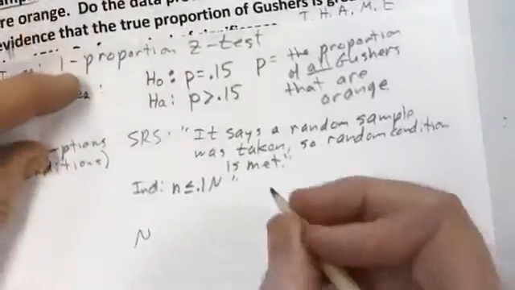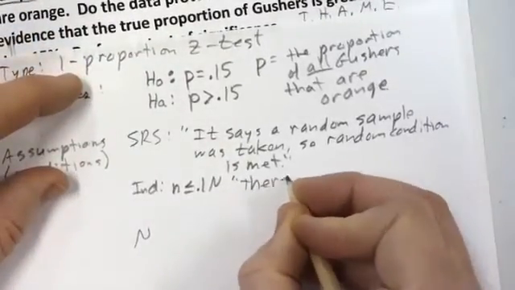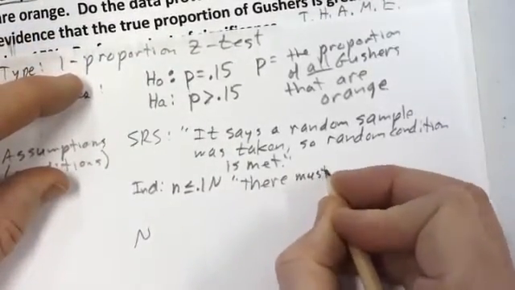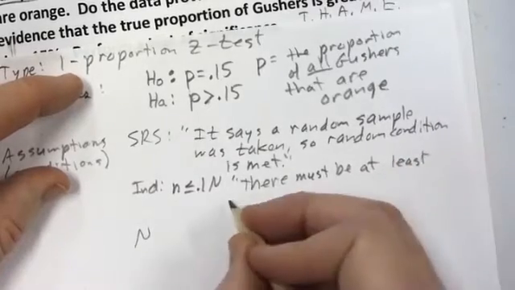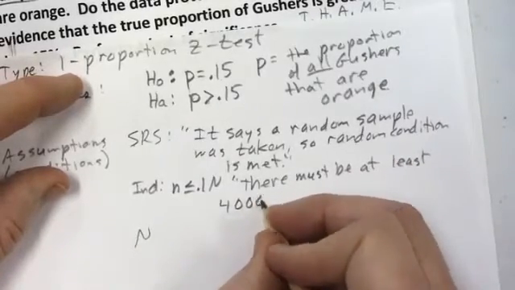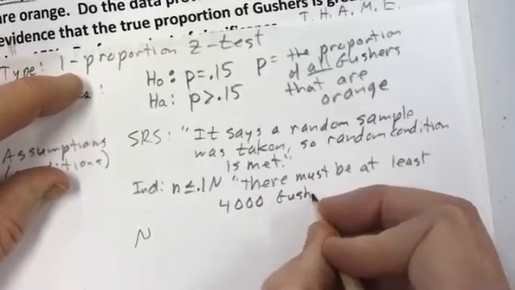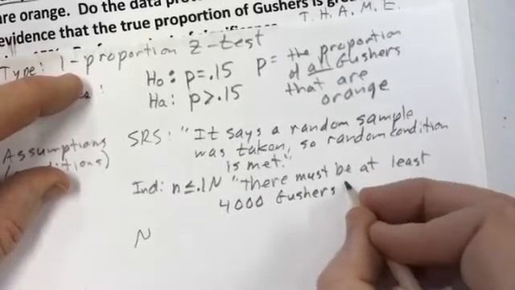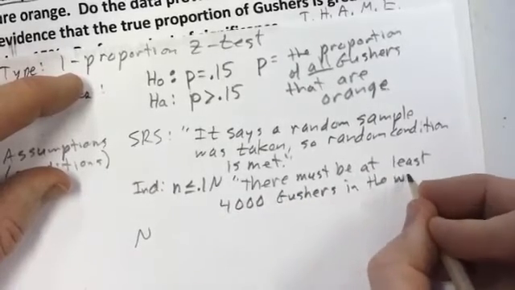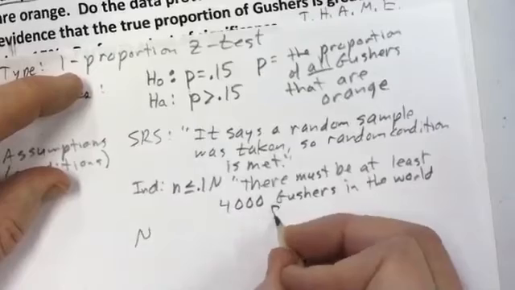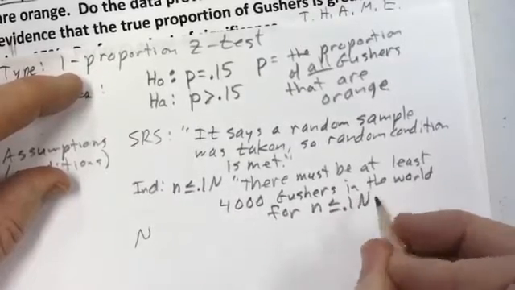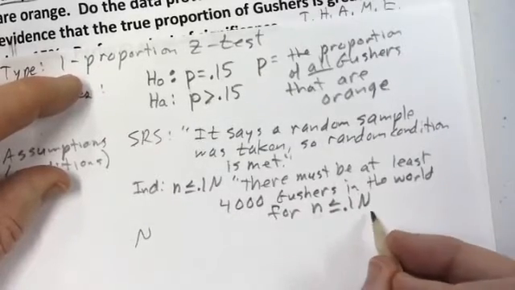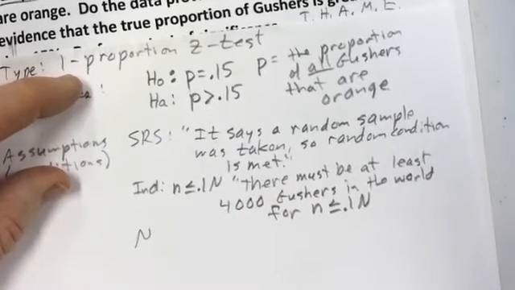And so you'd say this: there must be at least 4,000 gushers in the world for our little n to be less than or equal to 0.1 times our big N. Little n is the sample size, big N is the population size. That was just like last chapter as well.